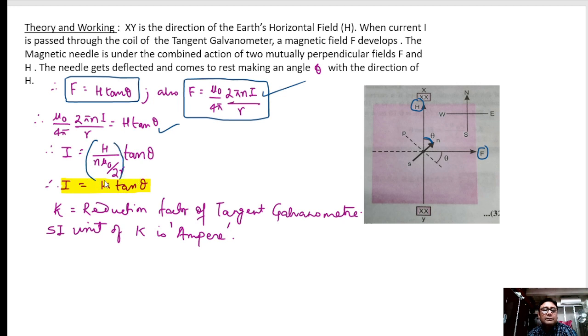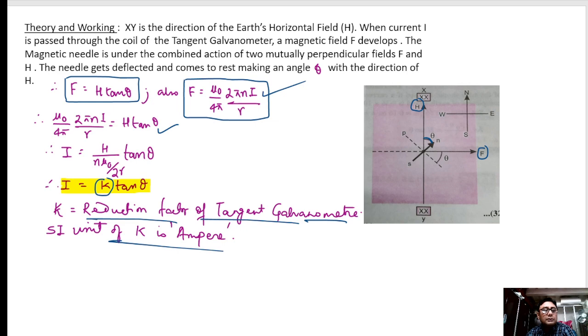which we can write like this and give the name A. A is called the reduction factor of the tangent galvanometer, and its SI unit is ampere. K is the reduction factor, which is H by μ0 by N μ0. Please watch the formula here. This is very, very important. This part is the K, which is called the reduction factor of a tangent galvanometer. SI unit is ampere.